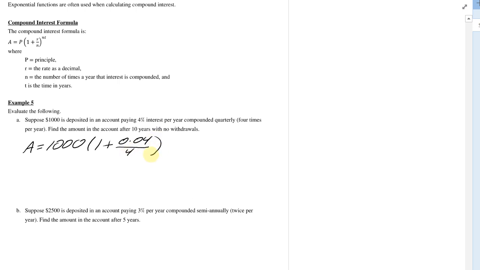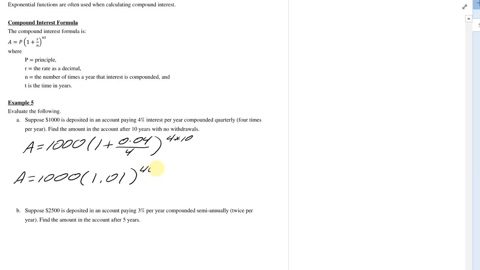So 0.04 divided by 4. And then all of this to the n times t, so 4 goes for n, and then this is after 10 years. So here's everything that would go into this calculation. Now we just have to work this out using the order of operations. Inside the parentheses, this will become 1.01.